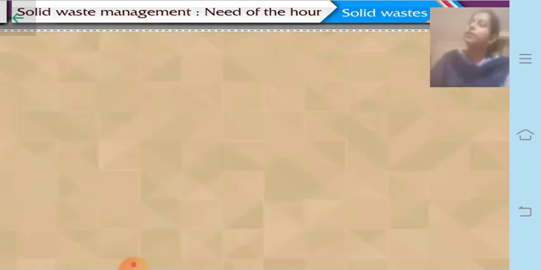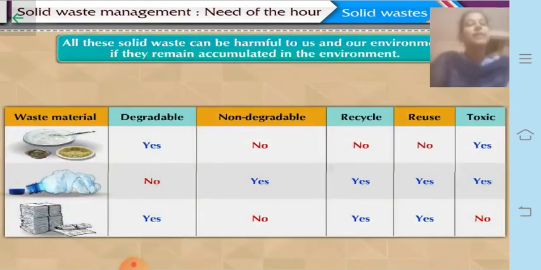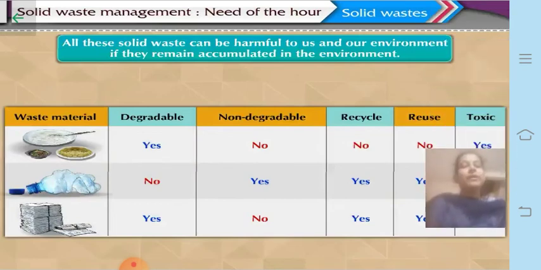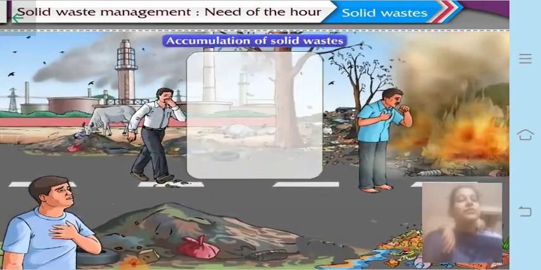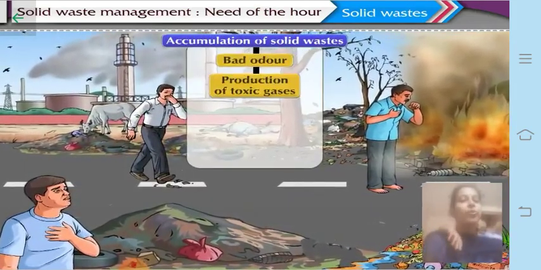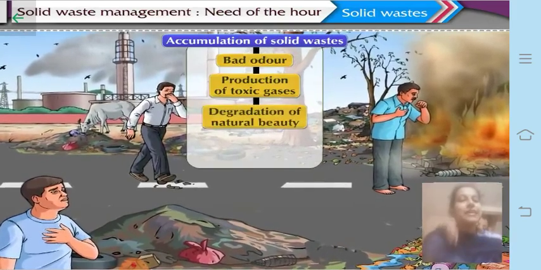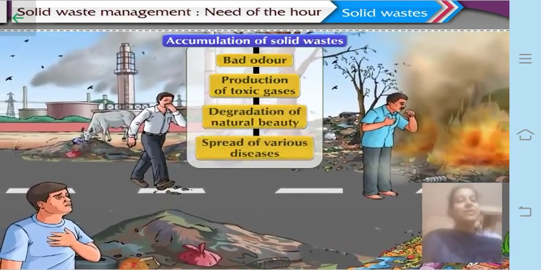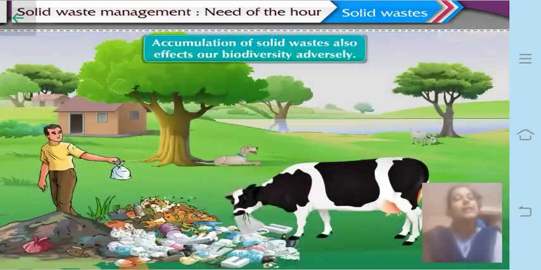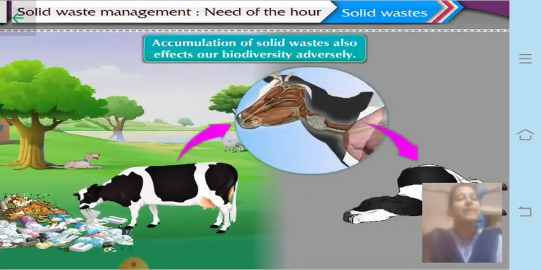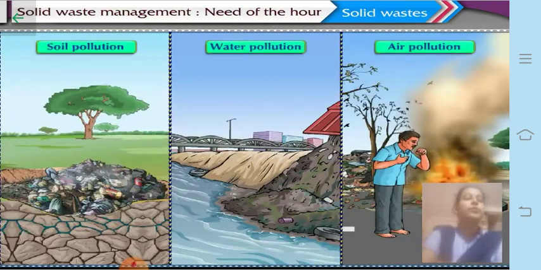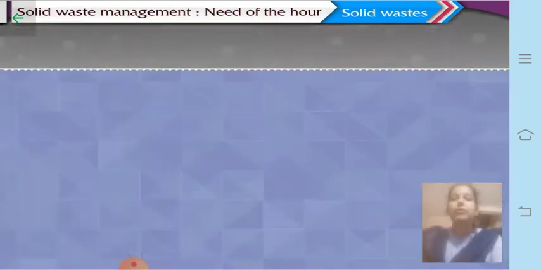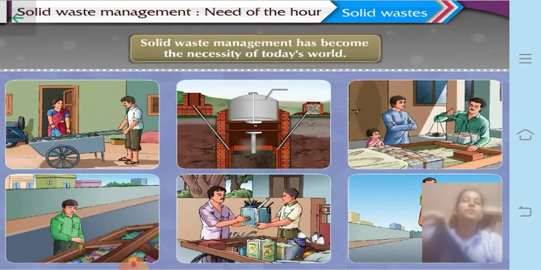Now, all this solid waste can be harmful to us and our environment if it remains accumulated in the environment. Accumulation of solid waste can cause bad odor, production of toxic gases, degradation of natural beauty, and spread of various diseases. It can also adversely affect biodiversity, and it can lead to soil pollution, water pollution, and air pollution as well. Thus solid waste management has become a necessity of today's world.